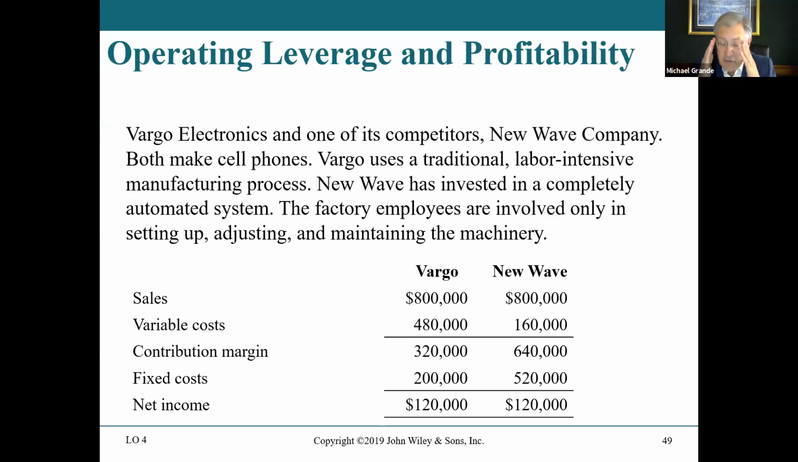So you see here, you see two companies, Vargo and New Wave. They both have exactly the same sales dollars at $800,000, and they both have exactly the same net income of $120,000. But what's different? The mix between variable and fixed cost. Vargo has substantially more variable costs than they do fixed costs, and New Wave has significantly more fixed cost than variable costs.